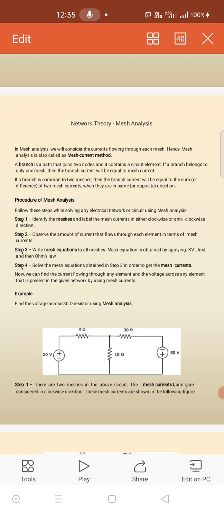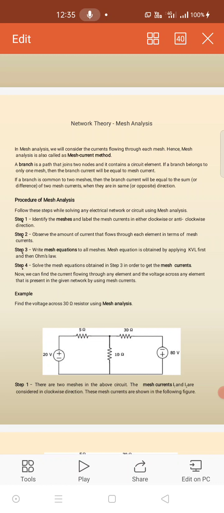A branch is a path that joins two nodes and it contains a circuit element. If a branch belongs to only one mesh, then this branch current will be equal to the mesh current. If a branch is common to two meshes, then the branch current will be equivalent to the sum or difference of the two mesh currents when they are in the same or opposite direction.